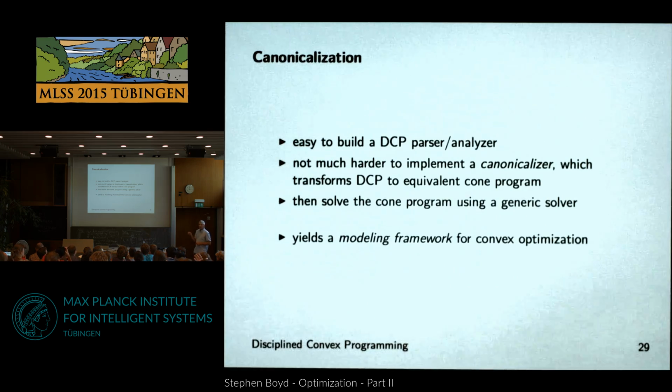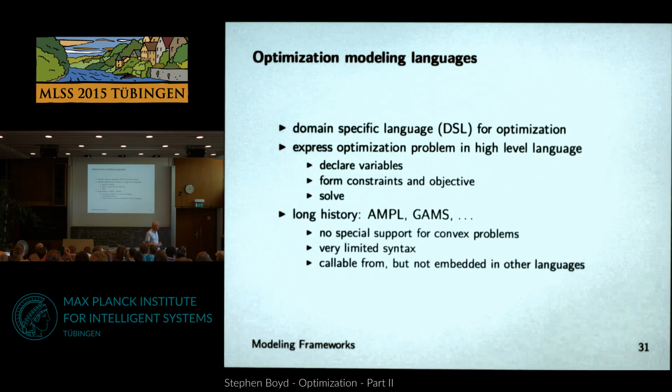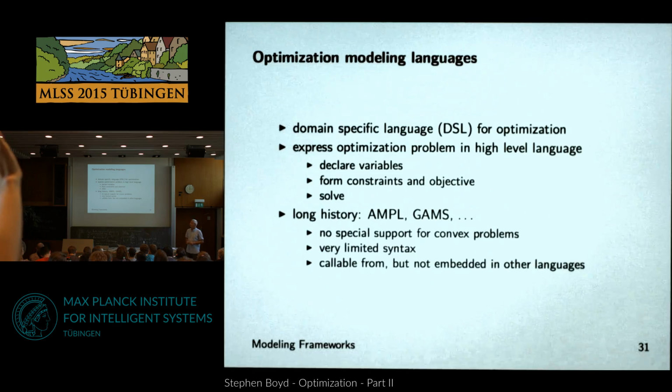Then you have it. And what you have now is a modeling framework for convex optimization, right? And so I'm going to talk about those. These are basically domain-specific languages for optimization, right?